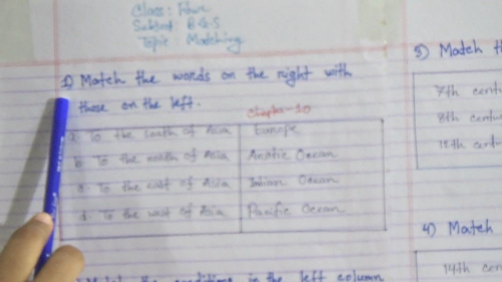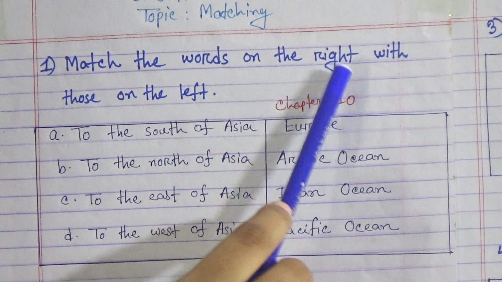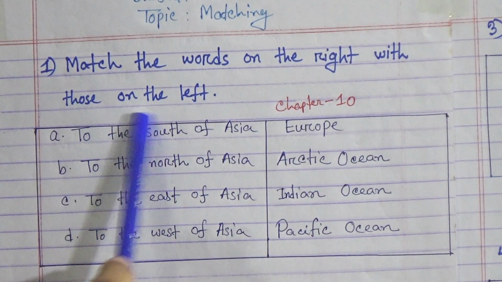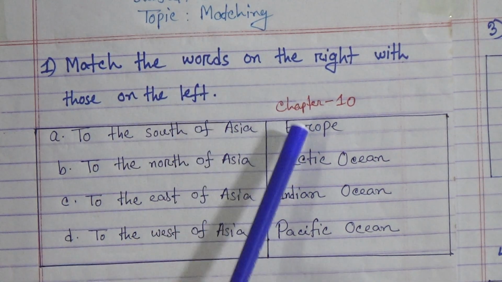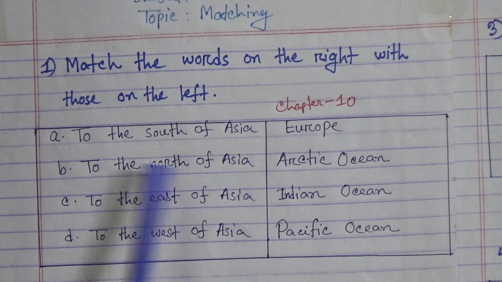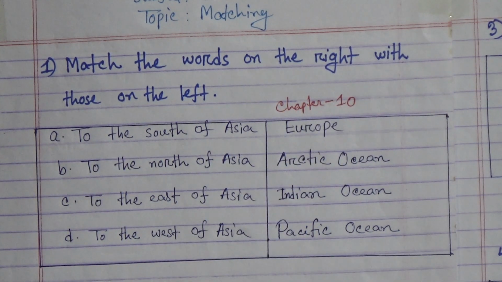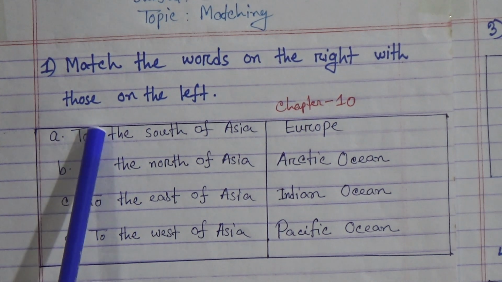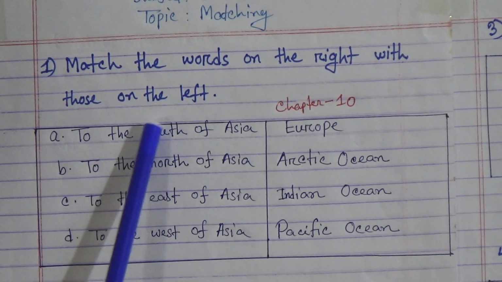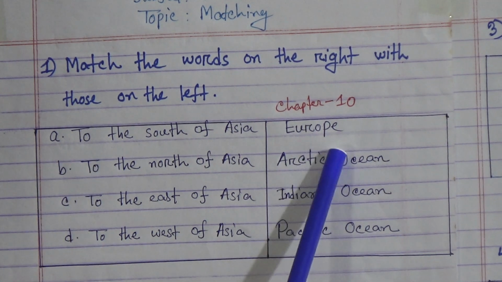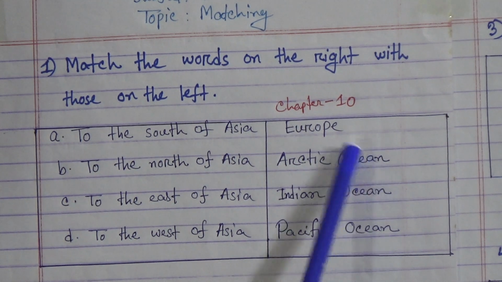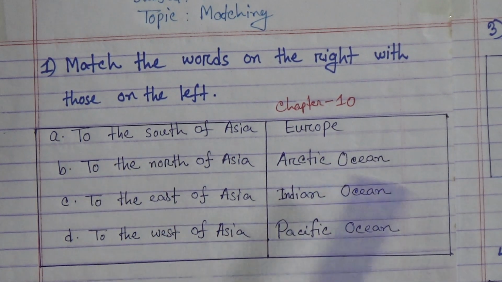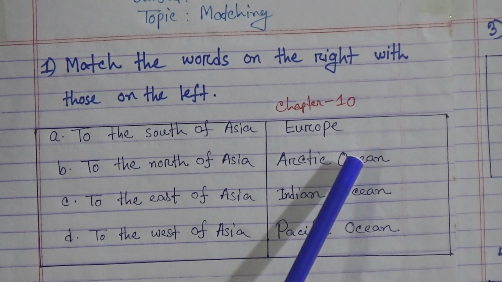Matching. Number 1, match the words on the right with those on the left. This matching is from chapter 10. You will get this matching from chapter 10. So student, here are given some parts of the sentence on the left side and the rest of the parts are given here on the right side. So we have to match the left side with the right side.